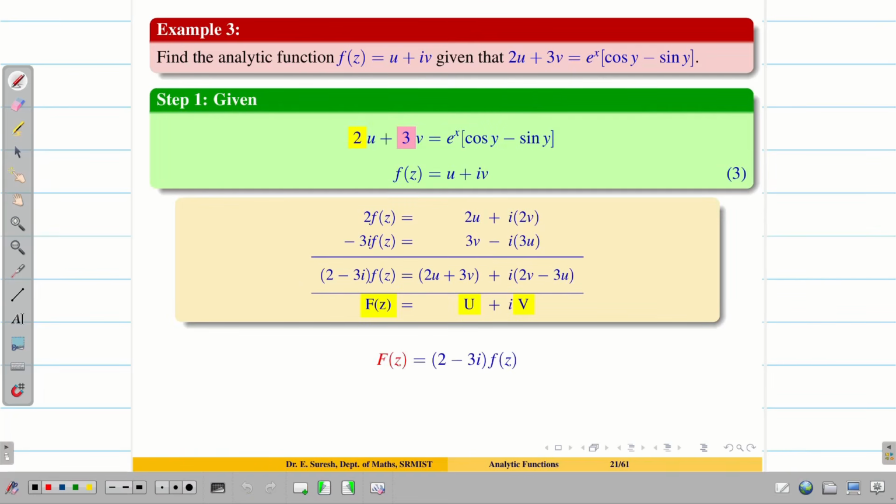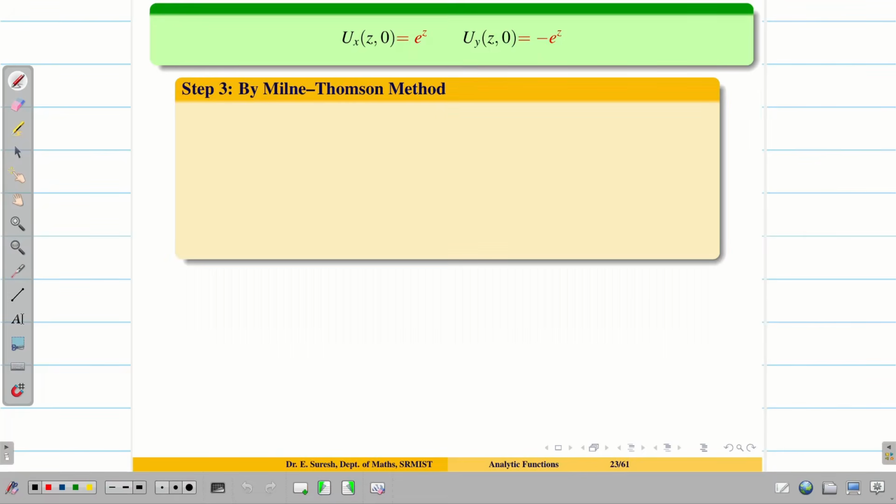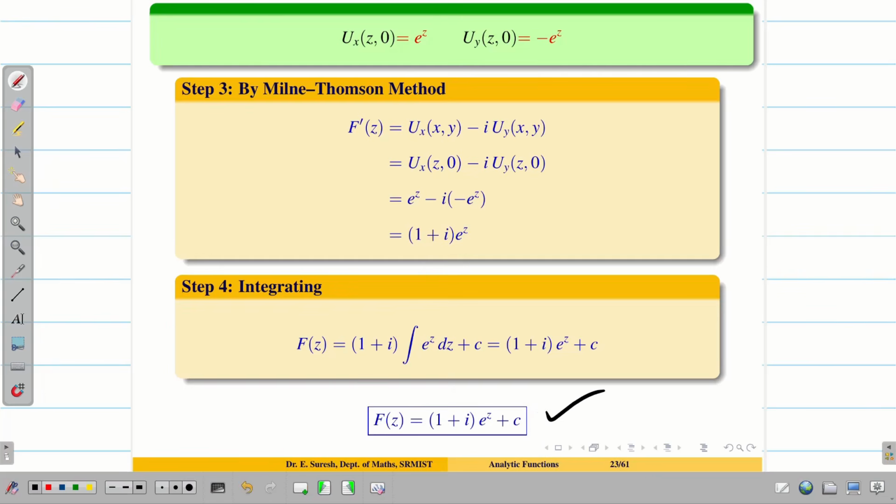Therefore, capital F of z is 2 minus 3i times small f of z. Capital U is 2u plus 3v. Capital V is 2v minus 3u. After this, nothing, because we are going to assume this u as 2u plus 3v, and this problem we just solved. So we write u, ux, uy, replacing x by z and y by 0, we get e power z and minus e power z. Next, by Milne Thomson's method, capital F dash of z is equal to ux of z comma 0 minus i into uy of z comma 0. Integrating this, we get capital F of z is equal to 1 plus i into e power z plus c.